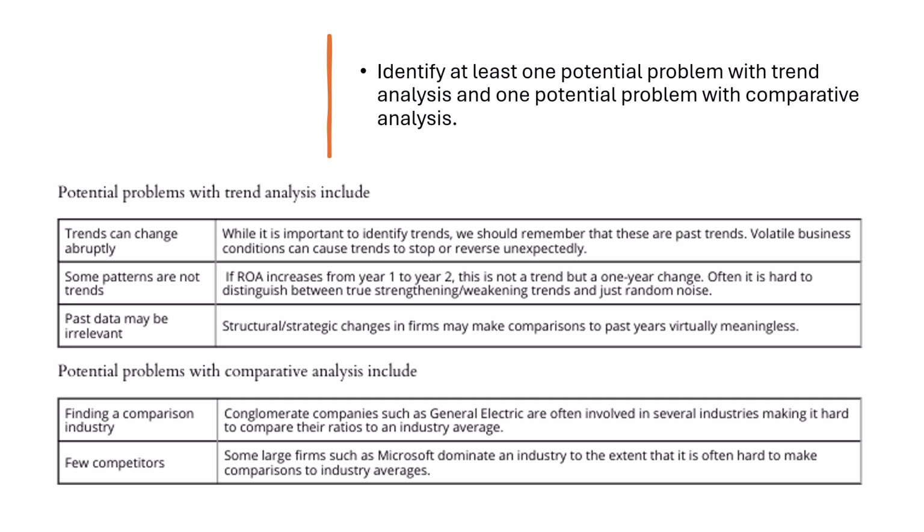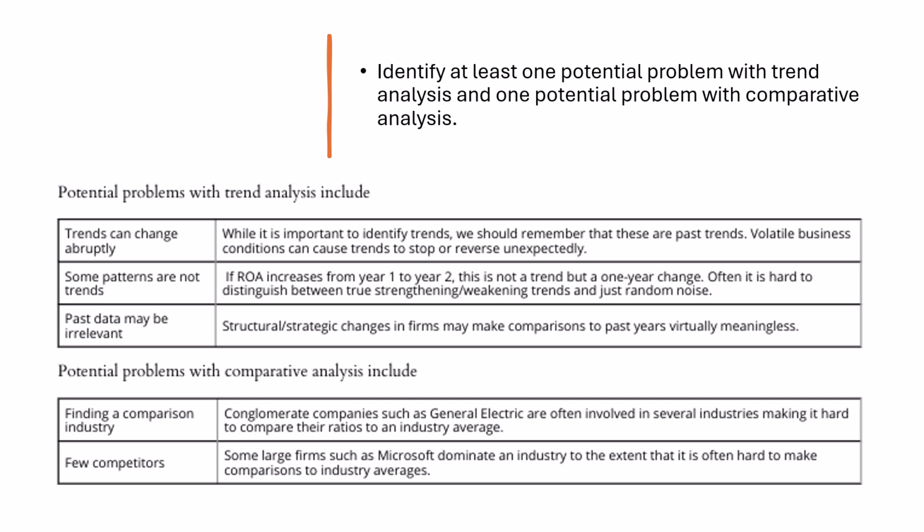Identify at least one potential problem with trend analysis and one potential problem with comparative analysis. Potential problems with trend analysis include trends can change abruptly. While it is important to identify trends, we should remember that these are past trends. Volatile business conditions can cause trends to stop or reverse unexpectedly. Some patterns are not trends.